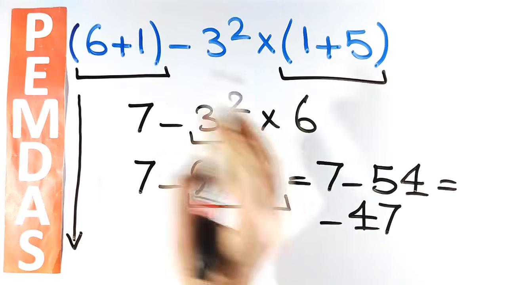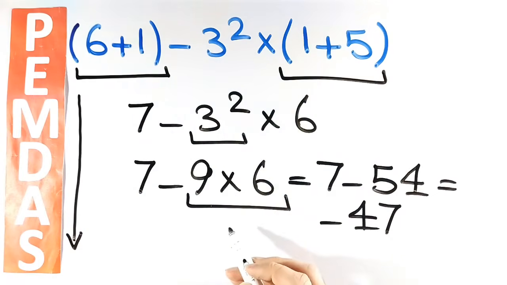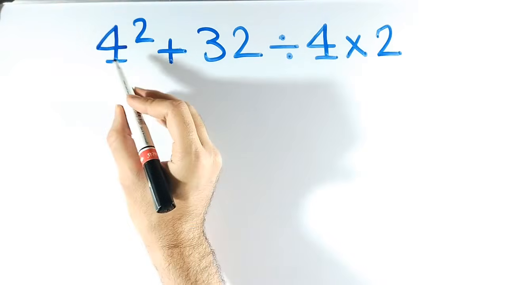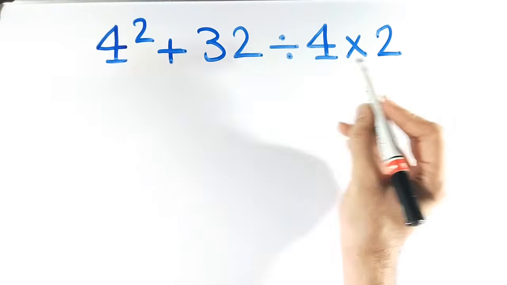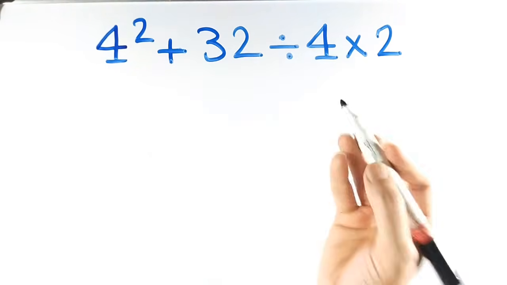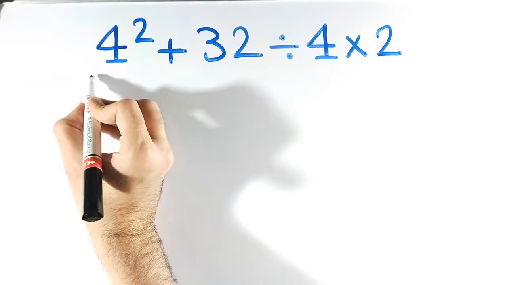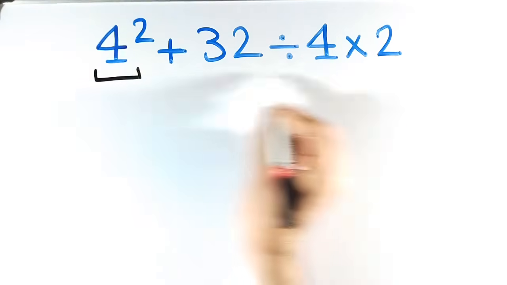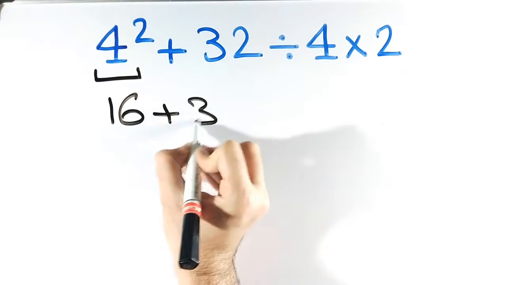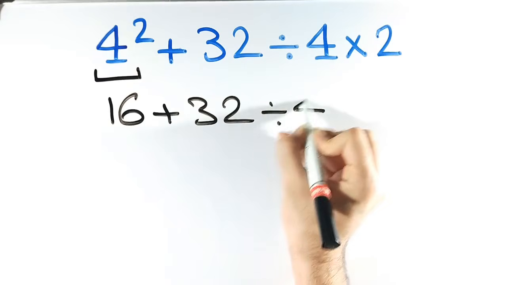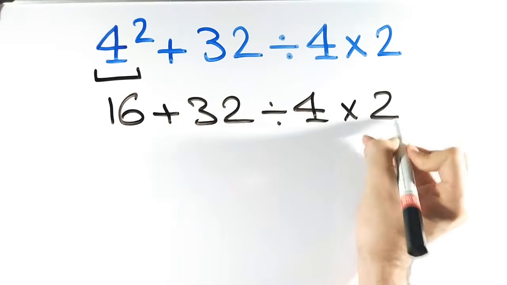Alright, now let's solve the final math question together. What is the value of the expression 4 squared plus 32 divided by 4 multiplied by 2? Many people, when solving this question, first go for the exponent, and instead of this expression, they write 16 plus 32 divided by 4 multiplied by 2.